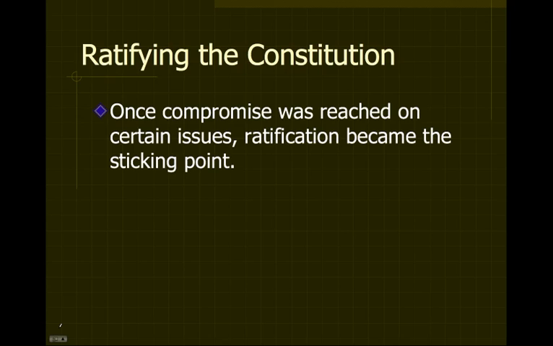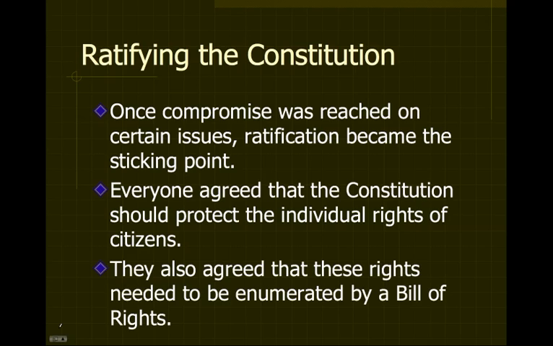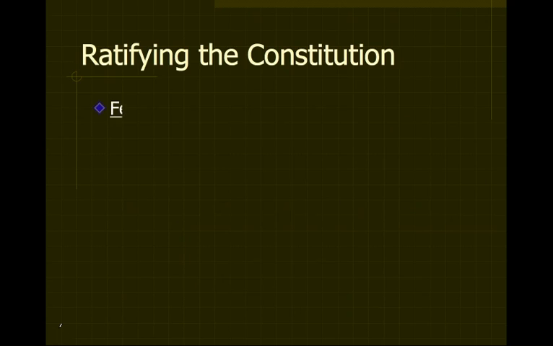But there were some issues that made ratification somewhat of a sticking point for some of the leaders in the Constitutional Convention. So we all agreed that the Constitution should protect the individual rights of citizens, so that was not an issue. And they also agreed that we had to write down these rights, and so a Bill of Rights was certainly needed as something that we would want to add to the Constitution. But in doing so, we had two sides that were not really sure how to go about ratifying the Constitution. There were the Federalists and the Anti-Federalists.